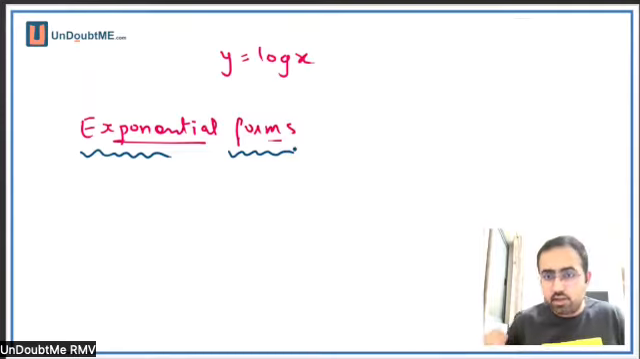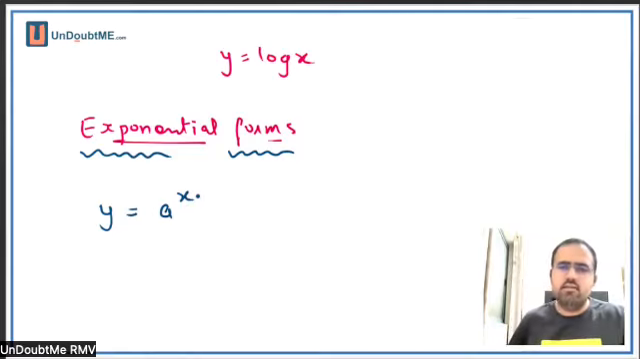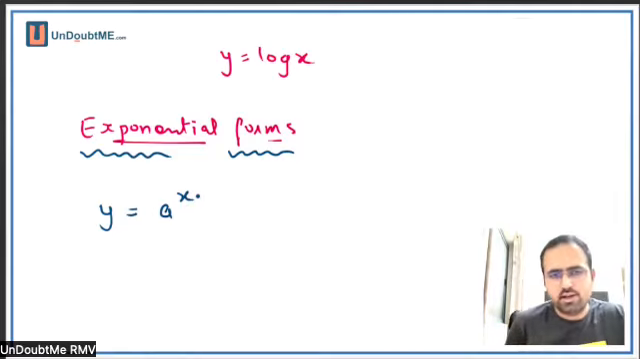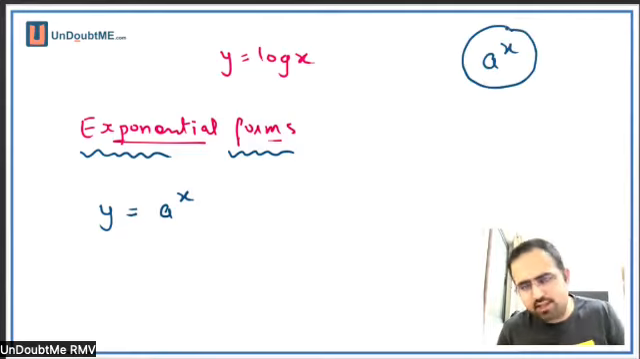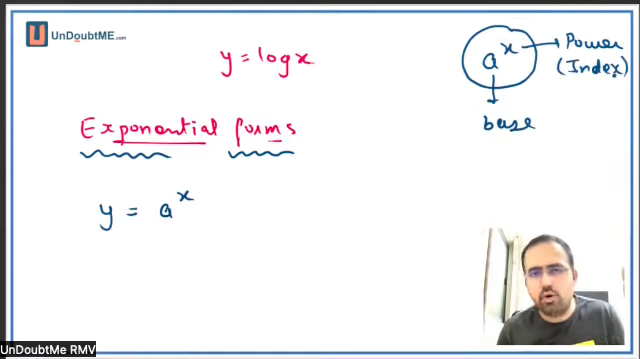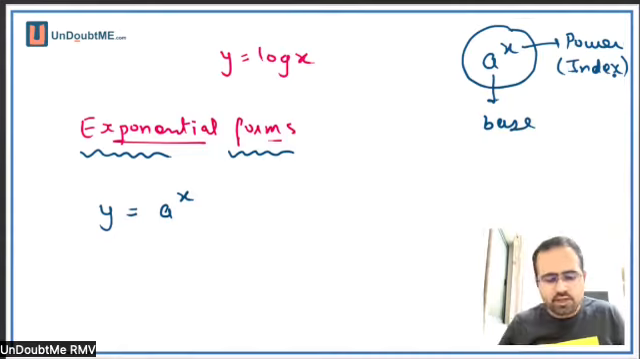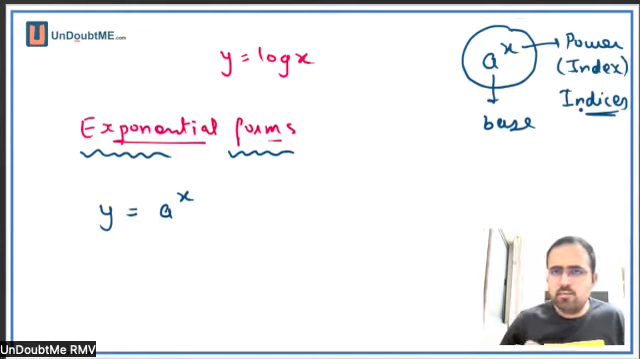Try to understand everything properly. When I say y is equal to a to the power x, this is called an exponential function. What is the meaning of an exponent? An exponent is any term written like this. We should have a certain base and a certain power. This power is also called index. From this word index, the plural was indices. The chapter you have done, laws of exponents, was revolving around this only.